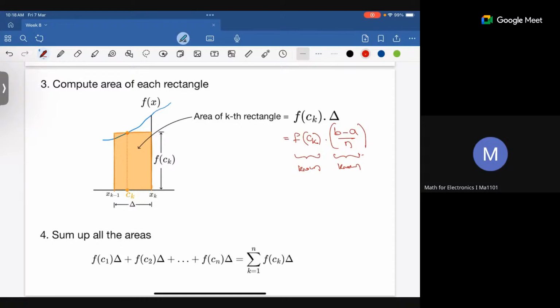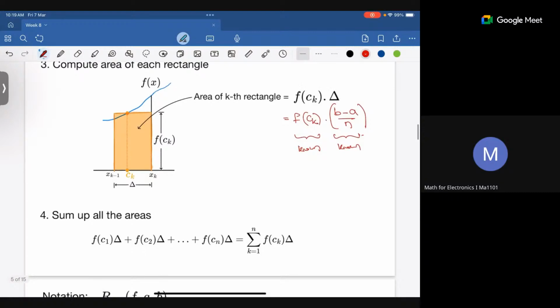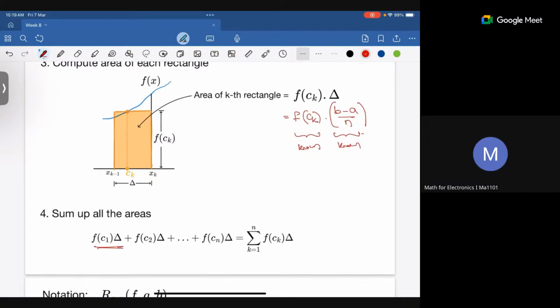So once you can compute the kth rectangle area, what do you have to do next? Once you have the areas of each and every rectangle, you just have to sum up all the areas. So what will you get? This is the area of the first rectangle, f of C1 times delta. This is the area of the second rectangle, like that. This will be the area of the nth rectangle. So if you sum everything up, in the shorter notation, you will have the summation k equals 1 to n of f of Ck times delta. And this can be computed.